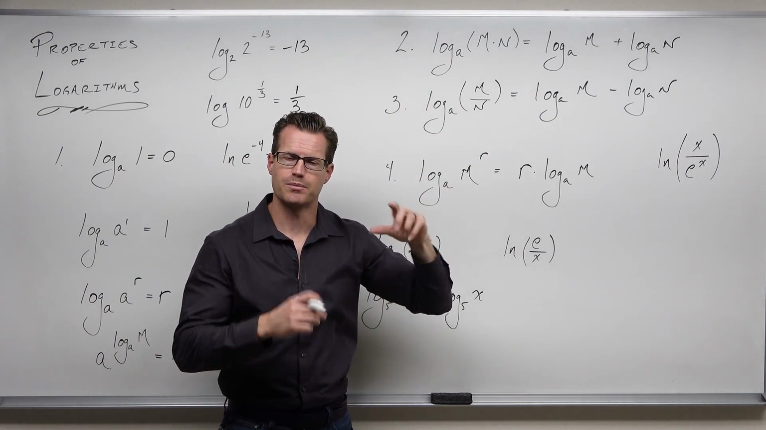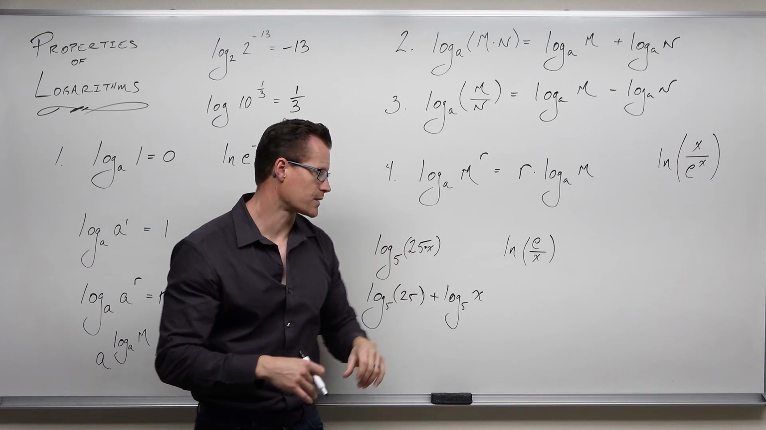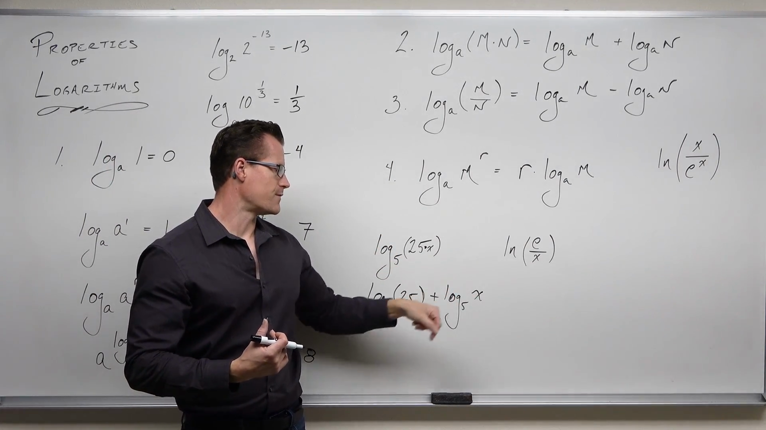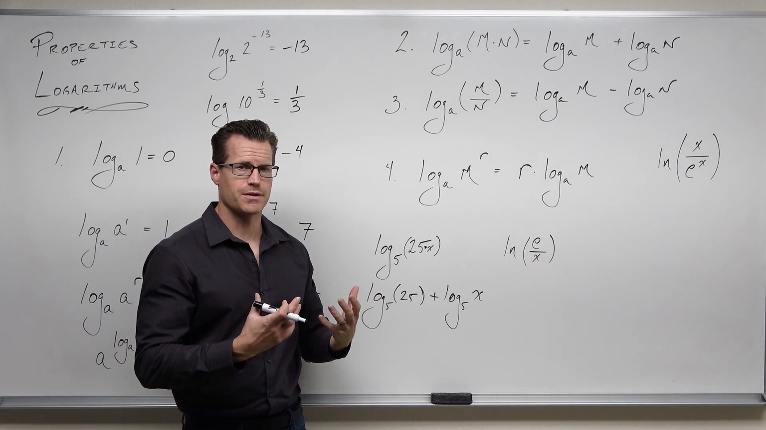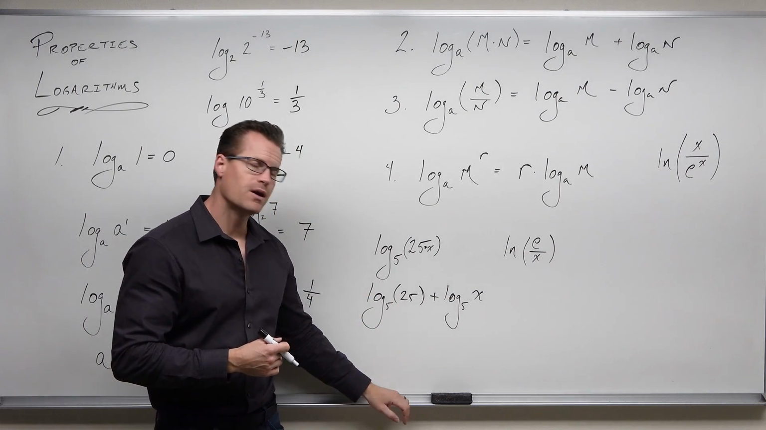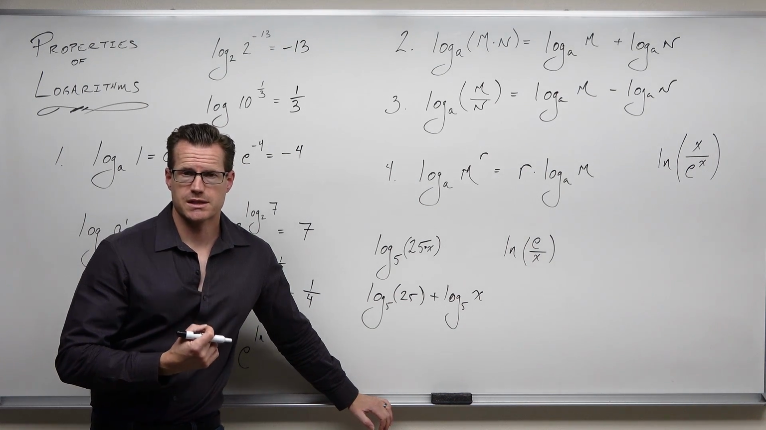That's what I need in your head. Product equals plus, plus equals product. Can we simplify further? Well, log base 5 of x, that's not simplifiable. We don't know what the x is, so there's nothing we can really do. But log base 5 of 25, there are a few ways to simplify this.